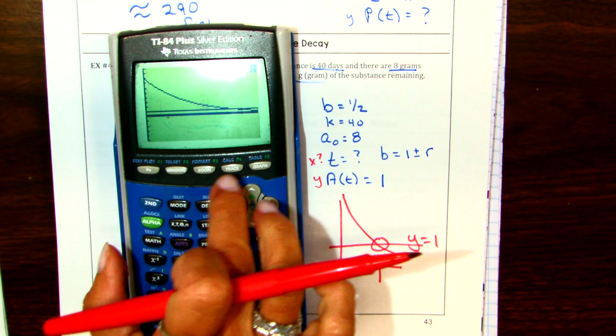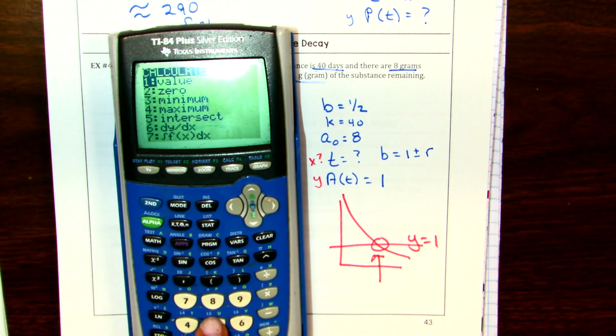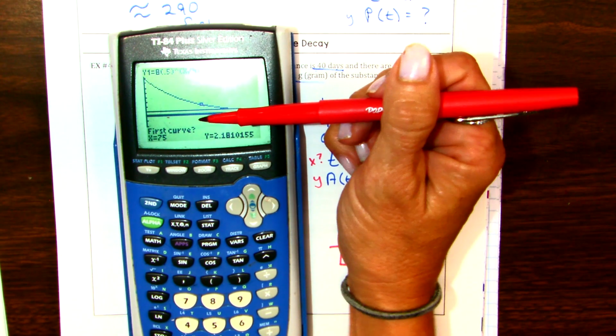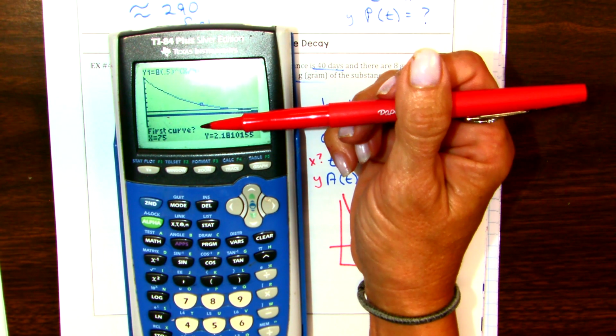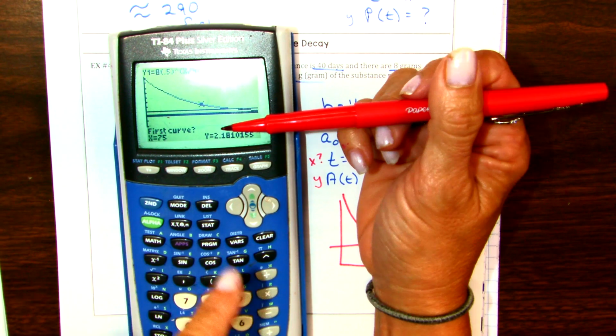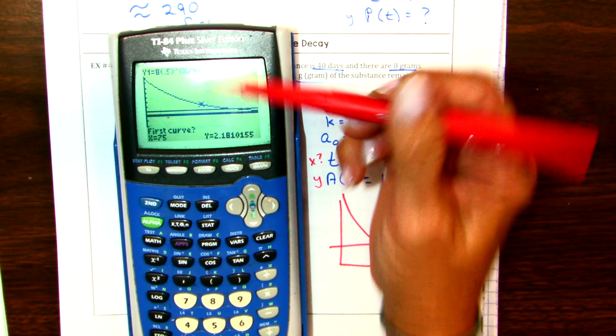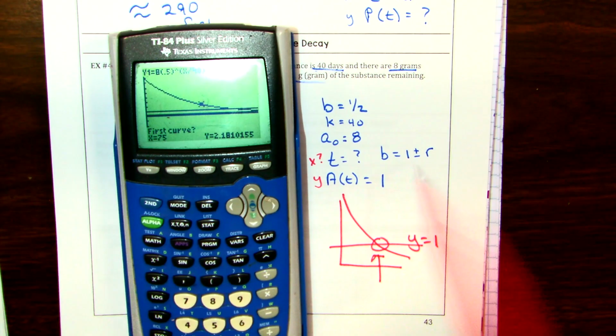I'm going to go to calc, and number 5 is intersect. I hate to use final words like always, but I feel like that first one is always in a good spot. It's always to the left, the first curve. I don't even need to mess with it. I'm just going to hit enter, and it stamps the spot.